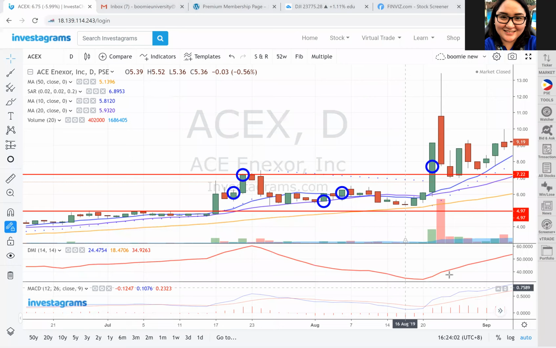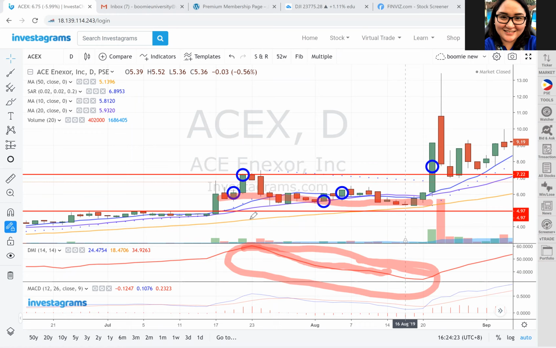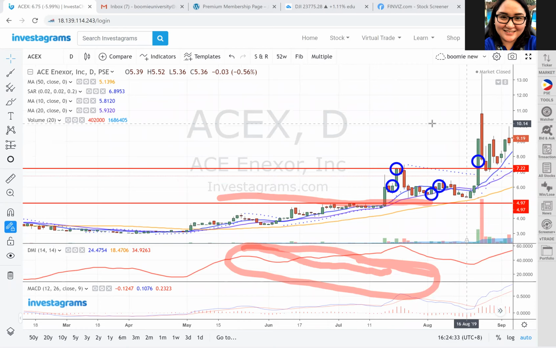Ito yung momentum indicator natin na ginagamit ko. This is above 30. Above 30 meaning niyan may momentum. So here, during this whole accumulation phase, momentum is going down, but still above 30. This is called the ADX. So this is called momentum. Momentum na in-accumulate yung momentum, boom, so mas mabilis yung akyat. Ayan yan. Okay.